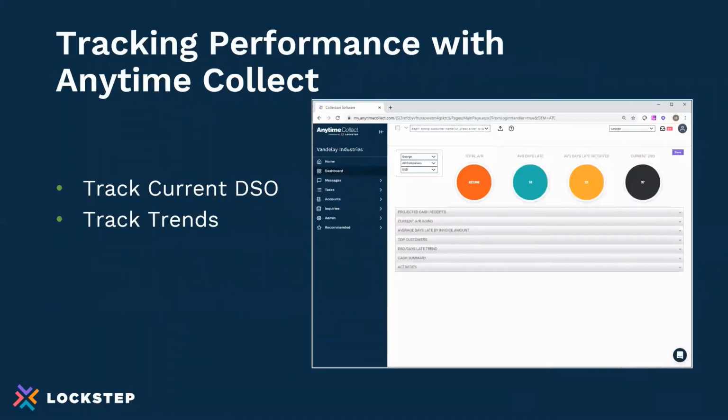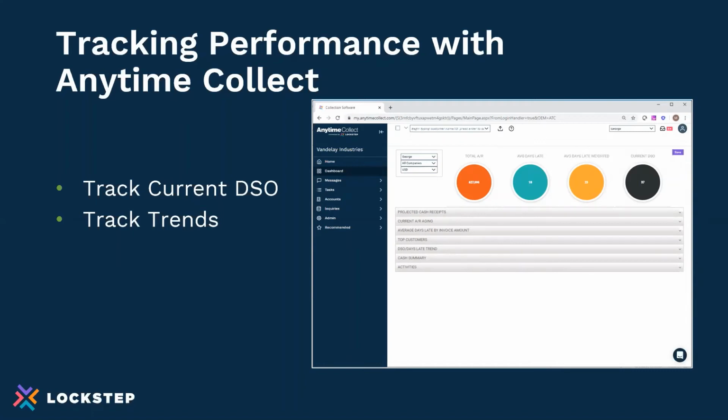Now that's important, as we talked about, because the ability to view not only your current DSO, but also track it over time is critical. So in Anytime Collect, there's month-by-month tracking that gives you a trend line indicating a certain pattern or direction that the DSOs are moving. Using DSO trends can help decide whether the policies and procedures are working effectively. Even in the case of a seasonal business, you can look at that variation by looking at the same month's metric year over year.